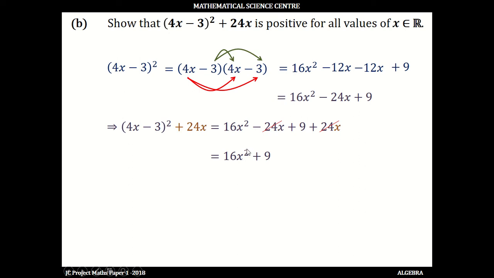Now anything squared is always positive. A positive multiplied by 16 is a positive. Positive means it's greater than 0. Plus 9 is also a positive number that's greater than 0. So because that's greater than 0 and that's greater than 0, because both terms are greater than 0, everything is greater than 0. So that means that it's positive.